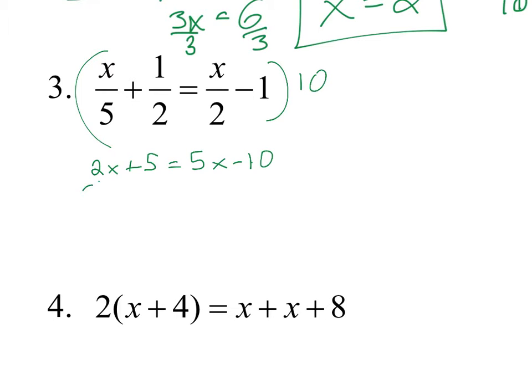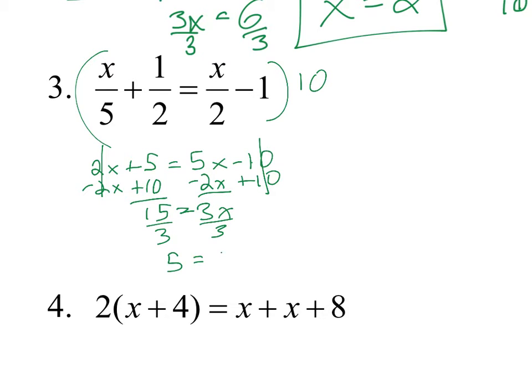All right, so I'm going to subtract my 2x. I'm going to add the 10. So I'm going to get all my constants on the left side here. So I have 15 and 3x. If I divide by 3, I'm going to get that x is 5.